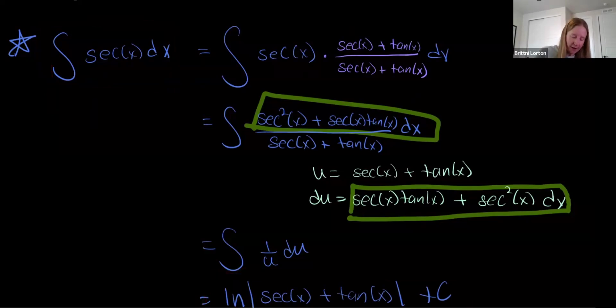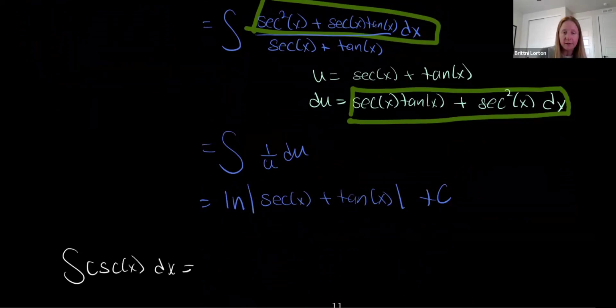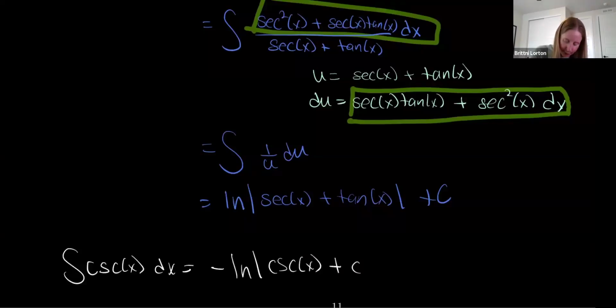And then I'm going to do something else. I'm going to write down the next one. Same idea for cosecant of x. I'm going to write down the answer, but I strongly encourage you to pause the video and see if you can come up with it on your own. It ended up being negative ln of cosecant of x plus cotangent of x plus c. All right, so now we have the antiderivatives of all 6 trig functions.